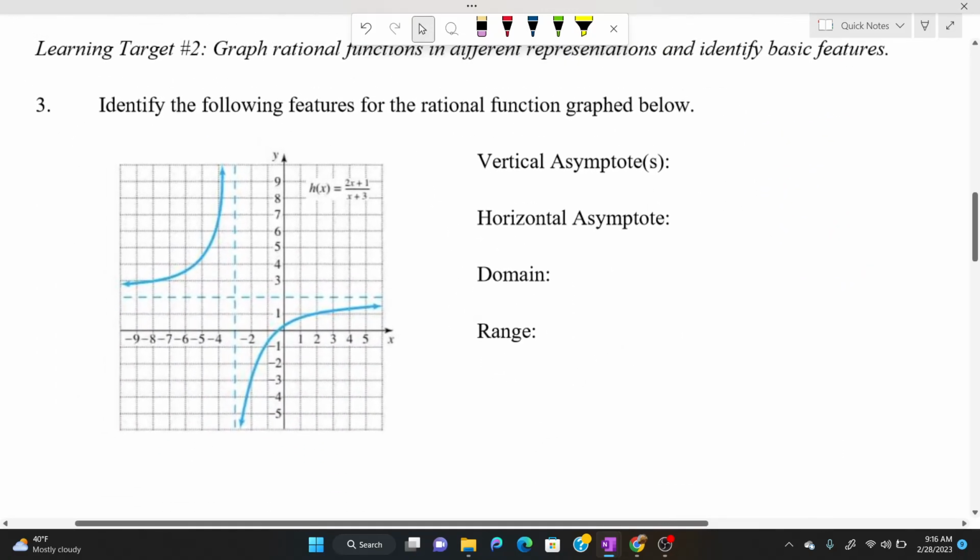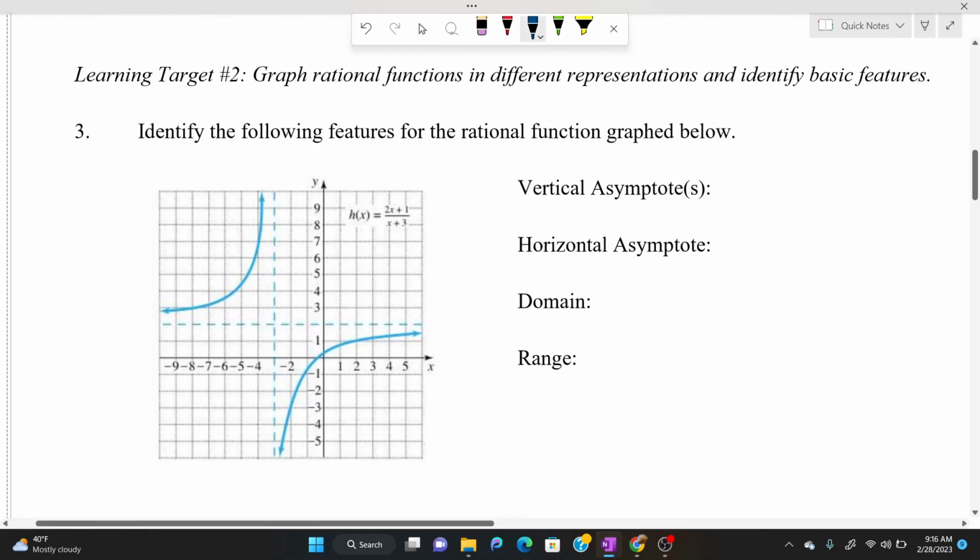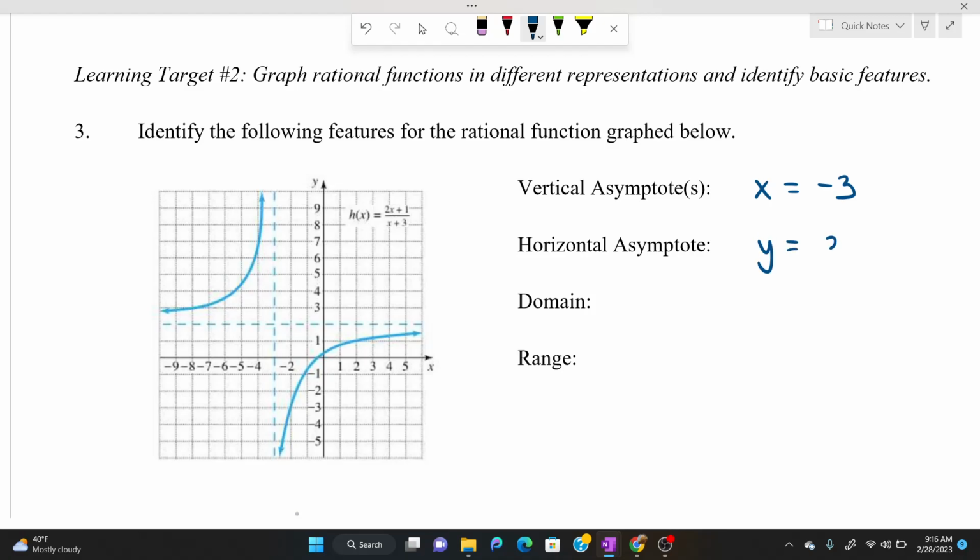All right, number 3. Vertical asymptote. Vertical is up and down. X equals negative 3. Horizontal, that's going to be at y equals 2. The domain is going to be all real numbers except when x is negative 3. So we can just write x cannot be negative 3, and for the range, y cannot be 2.